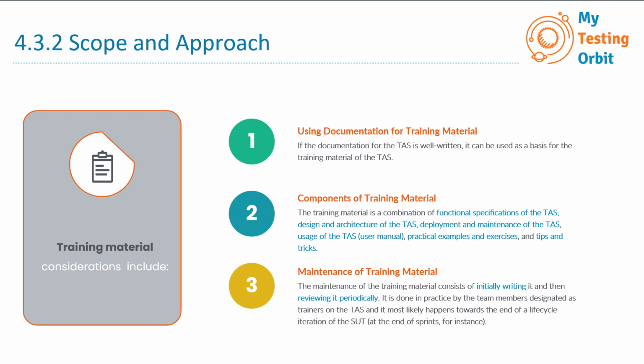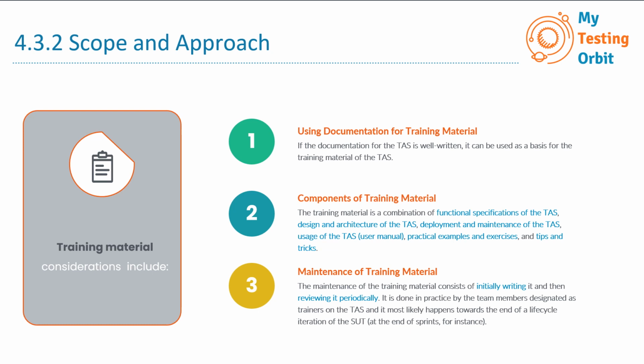Okay, so the maintenance of training material involves 2 main steps. The first one is initially writing it. So this is the creation of training material including all the components mentioned earlier. And the second one is periodic review. So over here, the team members designated as trainers periodically review the training material. So regular review and updating of training material ensure that it remains accurate and up to date, reflecting any changes or improvements made to the TAS. This helps maintain the effectiveness of training resources over time.